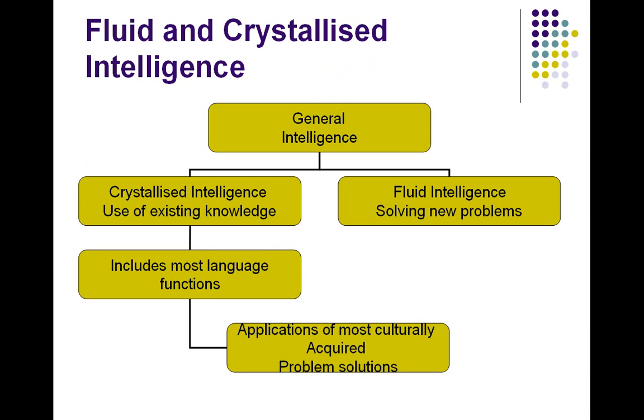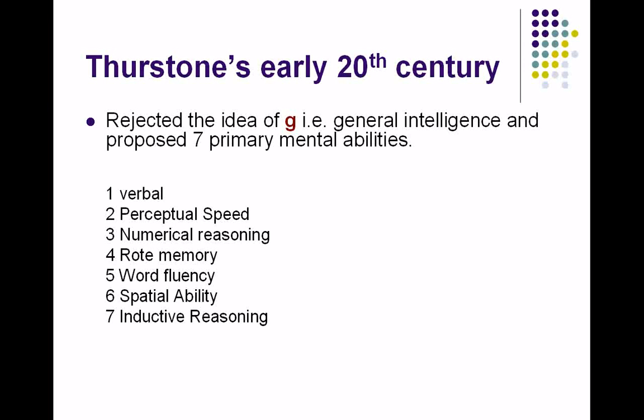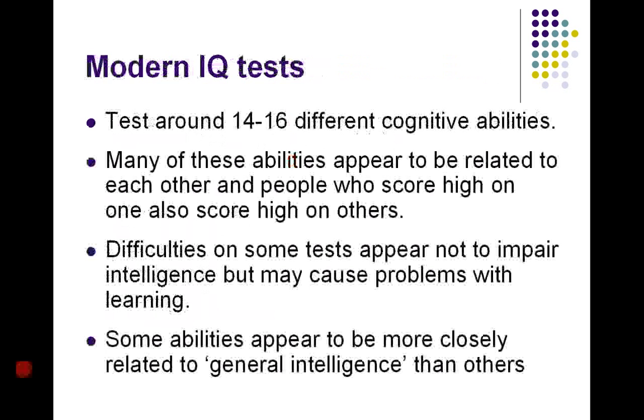So that's another point. Then Thurstone, in the early 20th century, rejected the idea of G in favour of seven primary mental abilities, and these were verbal, perceptual speed, numerical reasoning, rote memory, word fluency, spatial ability, and inductive reasoning. And so these actually are similar to modern cognitive IQ tests. They test around 14 to 16 different cognitive abilities, and they tend to get averages across all of these, and this gives a score on the IQ scale.